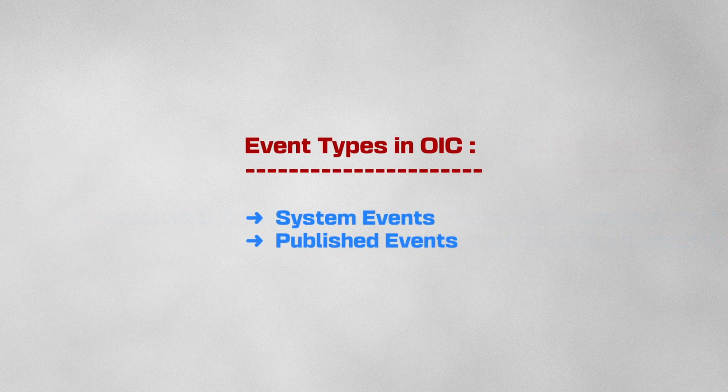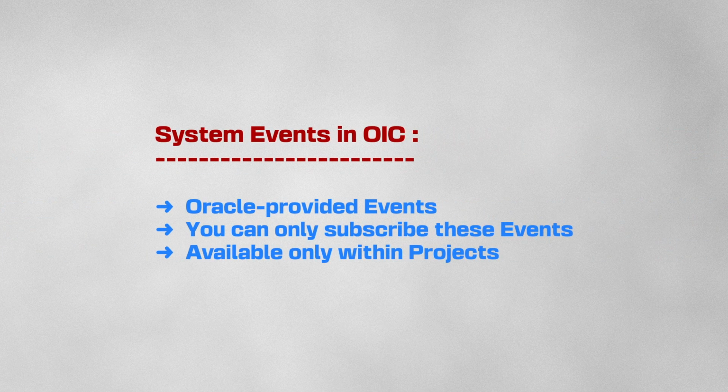There are two types of events in OIC: published events and system events. System events, as the name suggests, are Oracle-provided events such as file created, file downloaded, etc. You cannot create or publish system events. You can only subscribe to them. Also, system events are available only within projects in OIC Gen 3. So we will cover these events whenever we work with projects.